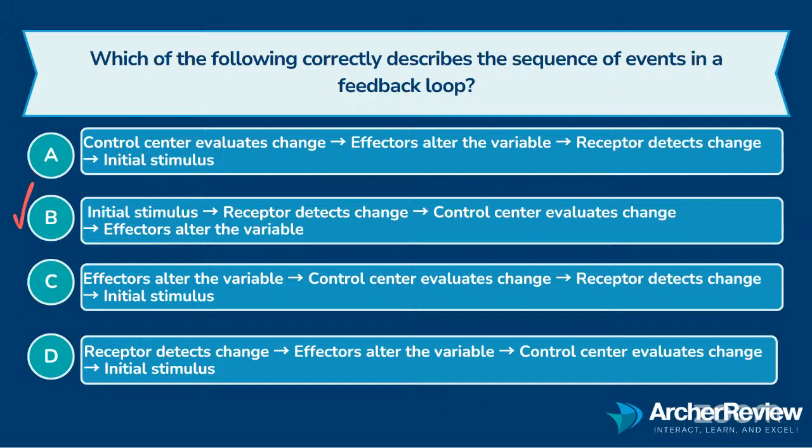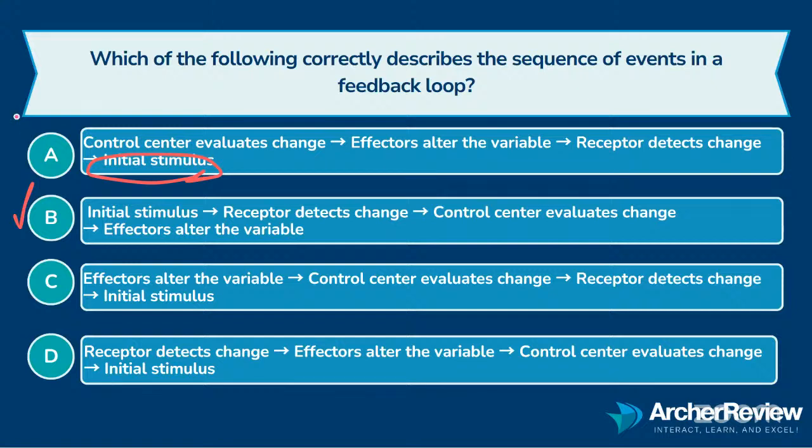So when I look at A, the first thing I see with the first phrase, control center evaluates change, is that we didn't get the change yet. That's my first one. The second thing that I see is that A ends with initial stimulus. Well, the initial stimulus is what needs to be created first in order for something to get to the control center to say that there is a change. So that rules it out.